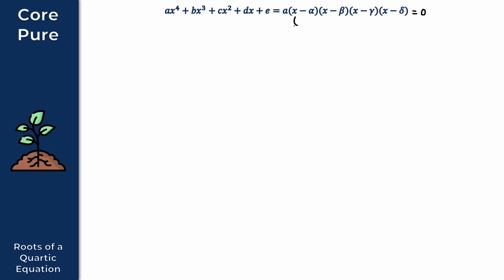So in that case, x is equal to alpha. My second root, we get x equals beta. We then get x equals gamma. And then finally, we get x equals delta. As we mentioned on the previous page, our four roots to this quartic equation are alpha, beta, gamma, and delta.